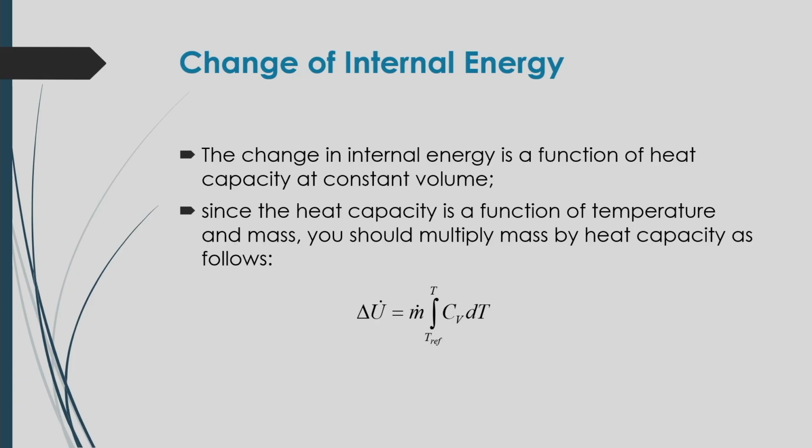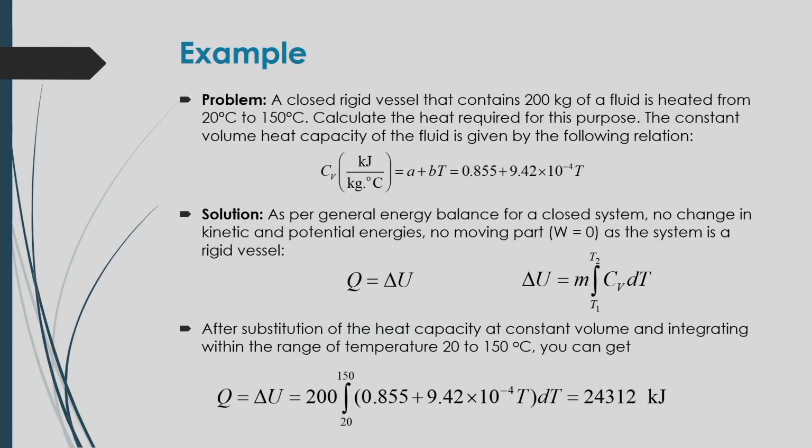Also, according to the second law of thermodynamics, there will be a change of internal energy if you supply some heat energy into the system. In that case, the change in internal energy will again be a function of heat capacity at constant volume, and that heat capacity will again be a function of temperature. So you should multiply the mass by that heat capacity, as in this equation, to get the internal energy change. Now, let us do an example for this internal energy change also.